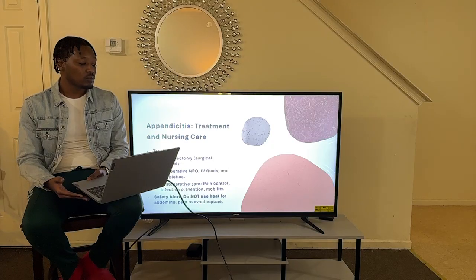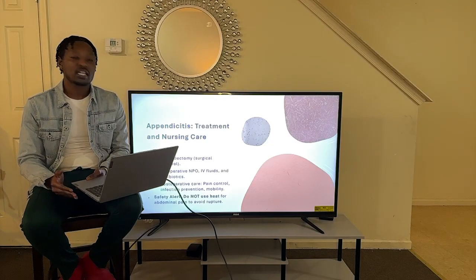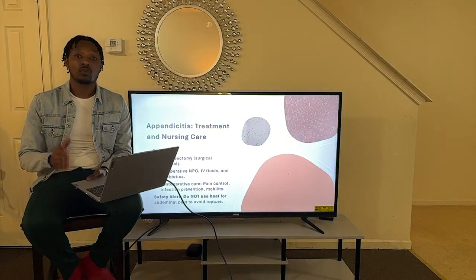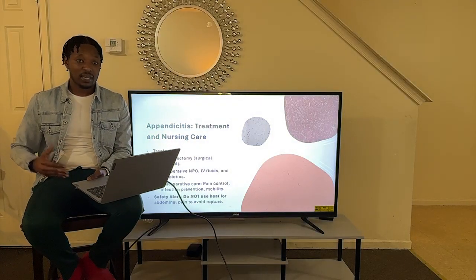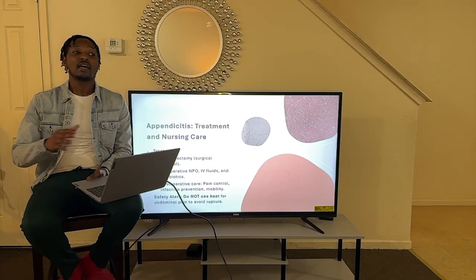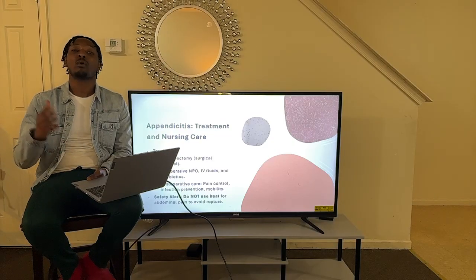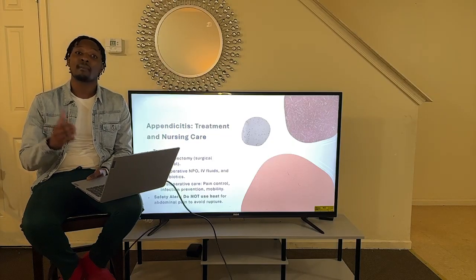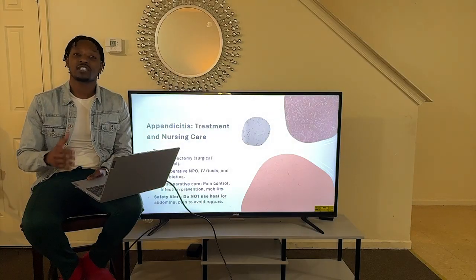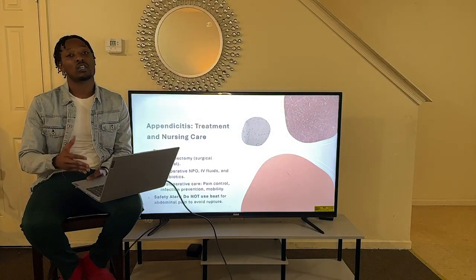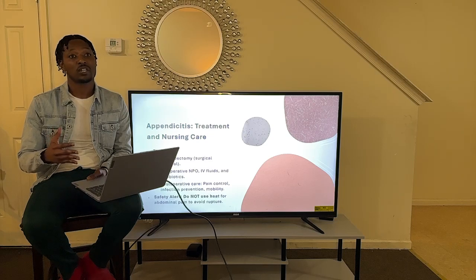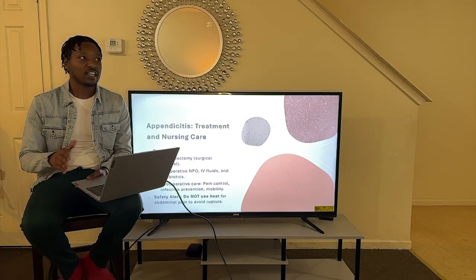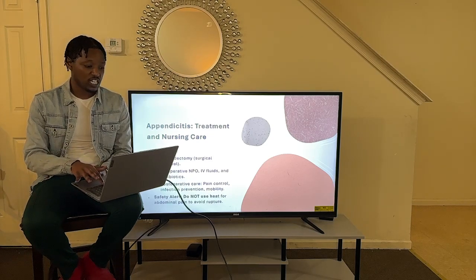For a safety alert, do not use heat for abdominal pain. You don't want to use heat for abdominal pain for the appendix because this could cause the vessels to dilate and bring more blood to the appendix. And if you are bringing more blood to the appendix, that's going to irritate it more and possibly cause it to rupture a lot faster. So, no heat. If anything, cold, but definitely no heat.